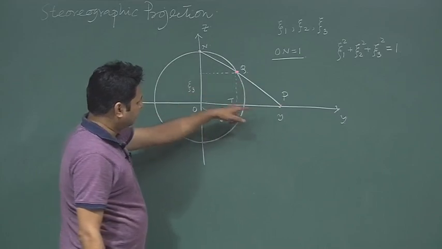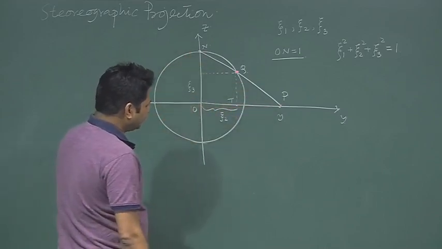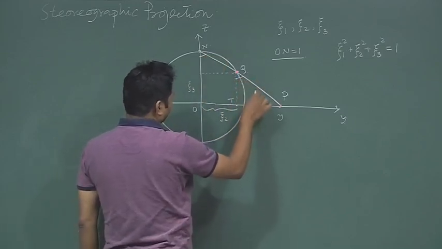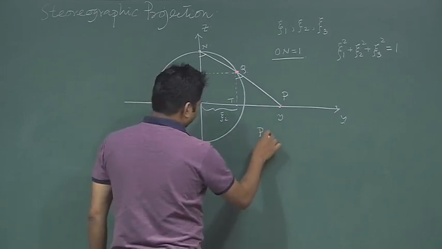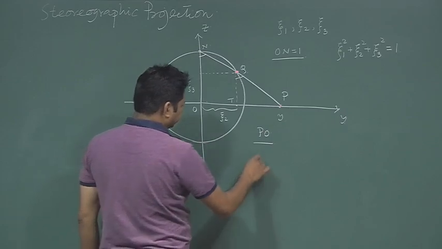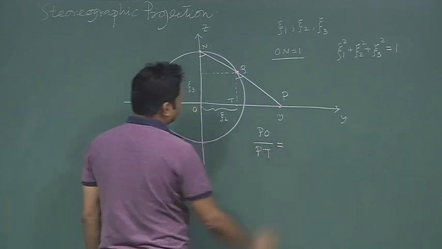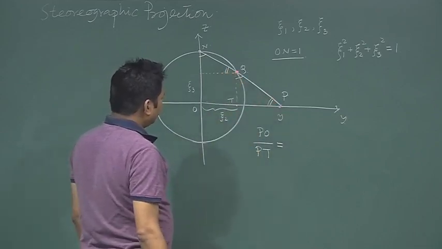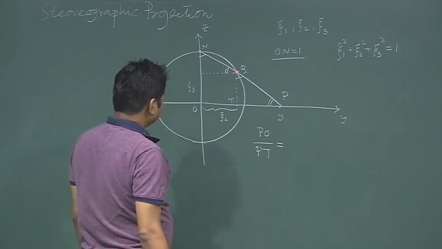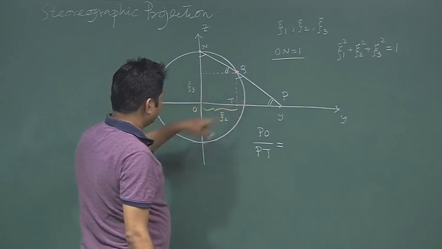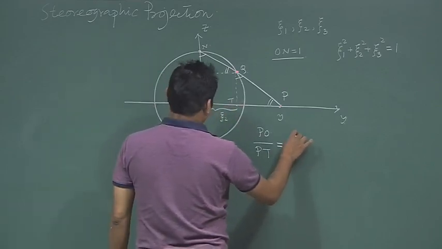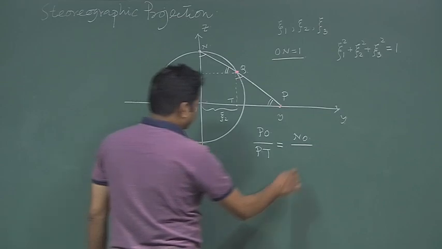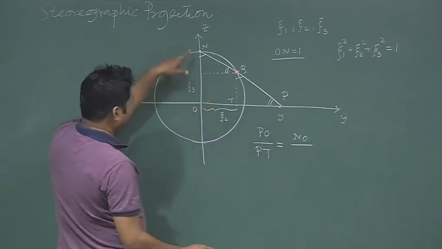So from this triangle I should have a relationship. It seems this angle and this angle are the same, so the ratio should be the same. So PO divided by PT is equal to, for this big triangle, NO divided by 1 minus NO divided by NO minus psi 3.